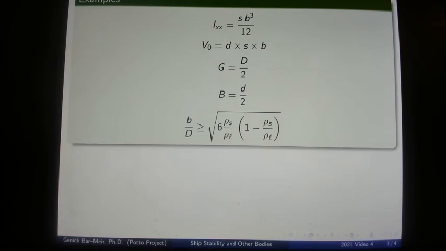If you utilize Archimedes principle, we can obtain the stability equation. If you want to go for the detail, you can find it in my book, Ship Stability and Other Bodies. It's free on Pressbooks Project.